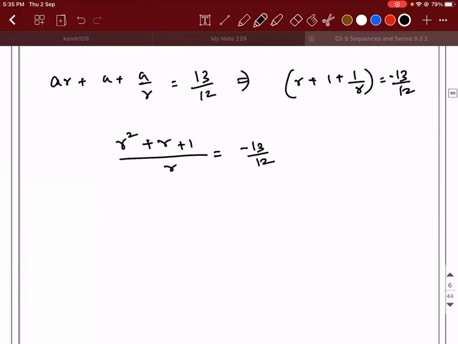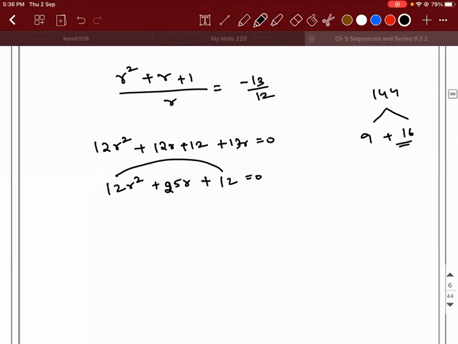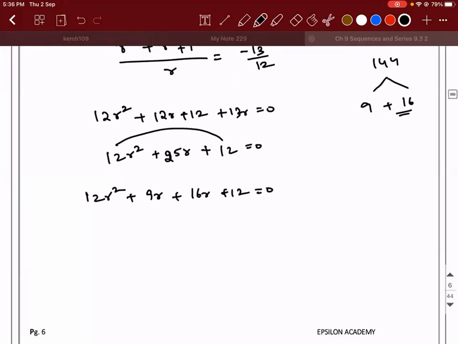Take the 12 to the other side. 12R square plus 12R plus 12 plus 13R is equal to 0. So 12R square plus 25R plus 12 is equal to 0. So 12 12s is 144. The factors that you can think of are 9 and 16, because 9 plus 16 is going to give you 25. So 12R square plus 9R plus 16R plus 12 is equal to 0. Find out the value of R and tell me, guys.